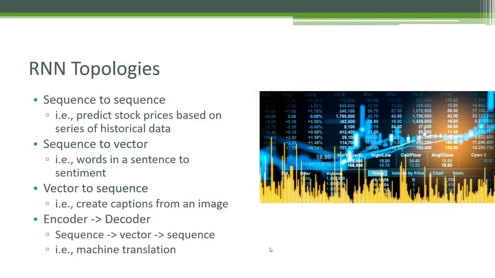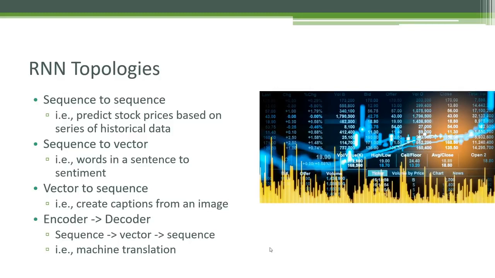RNNs open up a wide range of possibilities because now we have the ability to deal not just with vectors of information, static snapshots of some sort of a state, we can also deal with sequences of data as well. So there are 4 different combinations here that you can deal with. We can deal with sequence-to-sequence neural networks. If the input is a time series or some sort of sequence of data, we can also have an output that is a time series or some sequence of data as well.